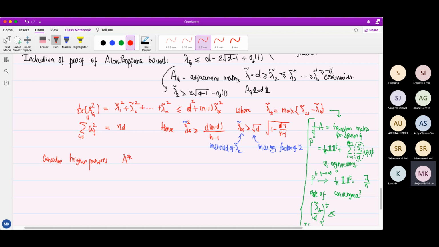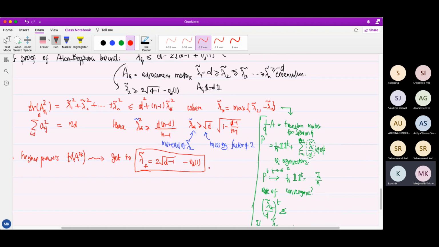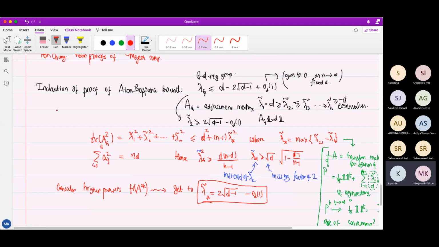The 2k. Okay, so if you consider higher powers, you can get to lambda star d greater than or equal to 2 square root d minus 1. So just one thing: in that lambda star, you are taking the max of lambda 2 tilde and minus lambda n tilde. Just the last one, is it? Yeah, because all the rest are anyway in between.